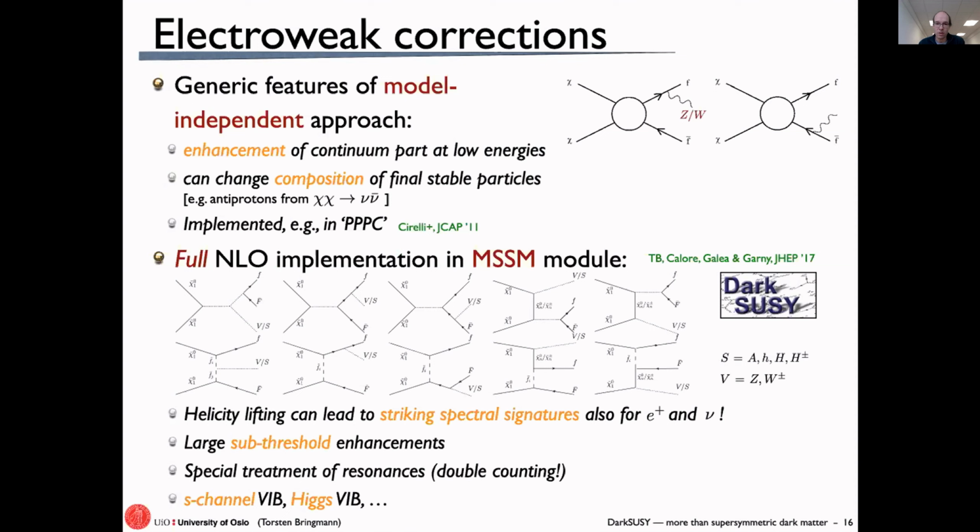Now, if you want to do this implementing all the contributions in a given model, like the MSSM, and this is done in DarkSUSY, of course, you see already by eye that this is way more complicated, but it's also worth it because there are significant new effects that enter that you simply cannot capture by just following the simplified prescription. So one of the things that I want to stress are, for example, spectral signatures that you even get for the positron and neutrino signals.